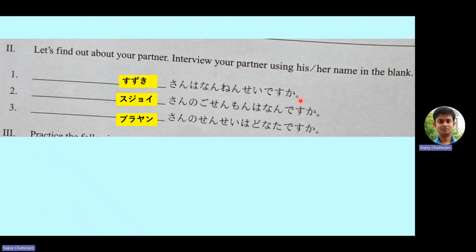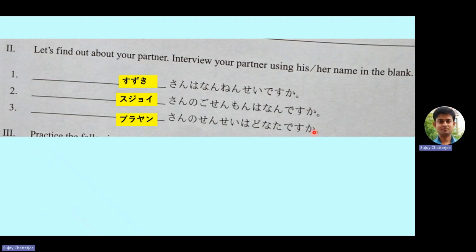So this is Buray, Burayan. Burayan means it is Brian basically. So Brian-san no sensei wa donata desu ka? That means who is the teacher of Mr. Brown, or Mr. Brown, who is your teacher?